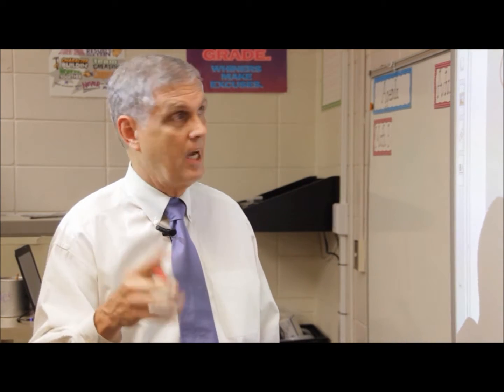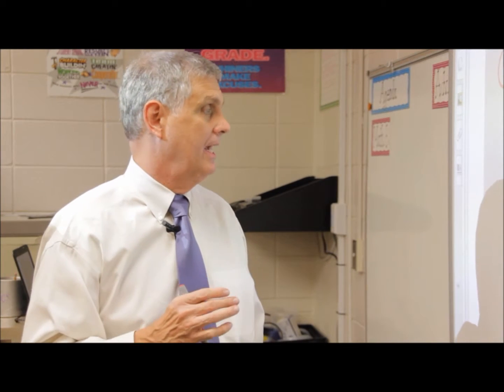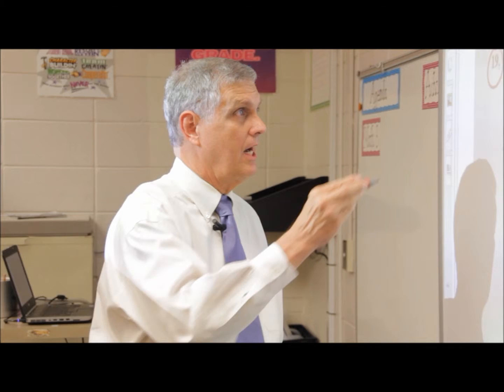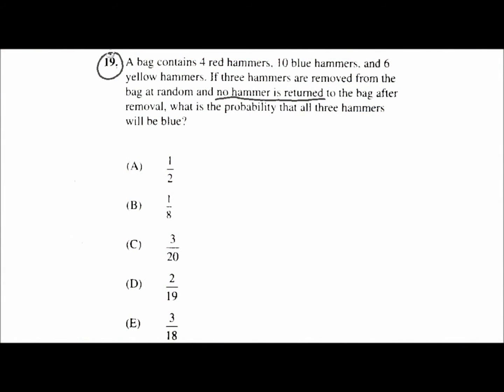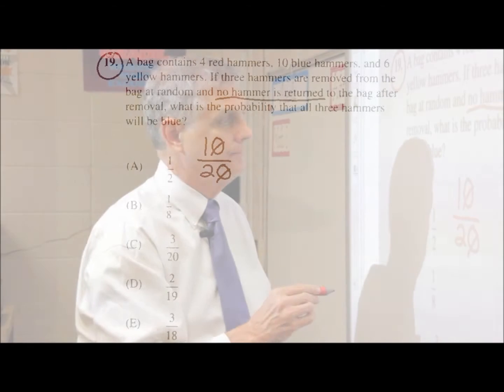We're going to draw 3 times, and they want to know the probability of it being blue every time. So when we do the first drawing, we're going to have all the hammers in there. We've got 4 plus 10 plus 6. That's 20 hammers for our denominator. And we've got 10 blues. So the first time we draw, and you can get rid of these zeros, it's a 1 to 2 probability that you're going to get a blue hammer.